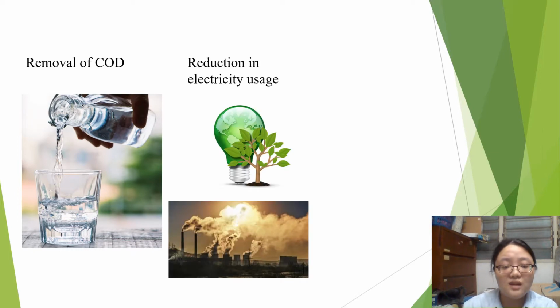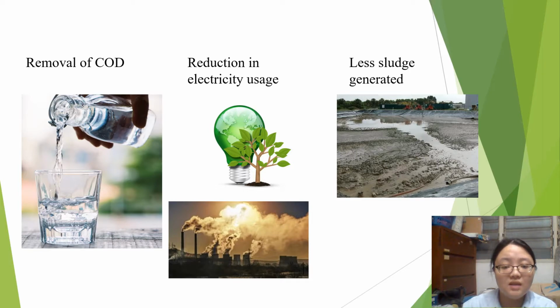Besides that, MFC can also reduce the consumption of electricity as it is able to produce its own energy. Electricity that is normally produced by burning fossil fuels will release a lot of greenhouse gases that will increase the rate of global warming. Finally, using MFC in treating domestic wastewater will also produce less sludge compared to activated sludge treatment. This will reduce the cost of treatment of sludge in a later stage, as well as reducing the environmental impact that might be produced by the sludge.